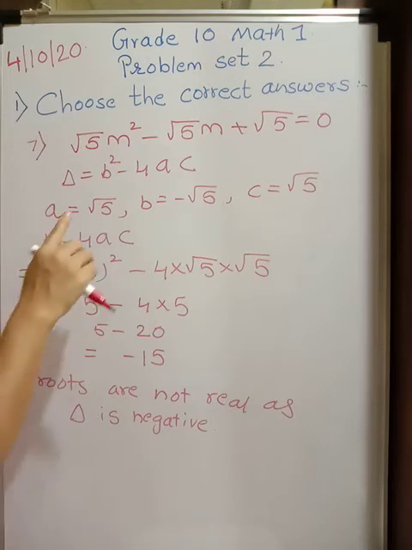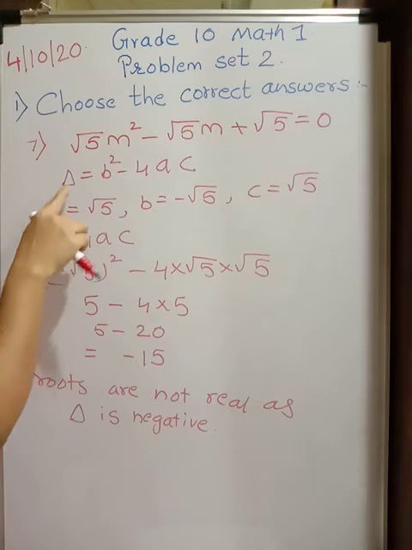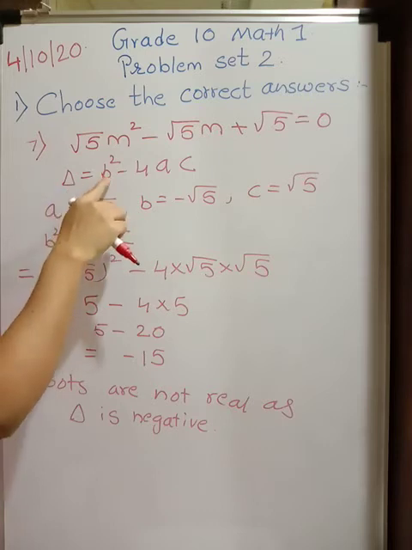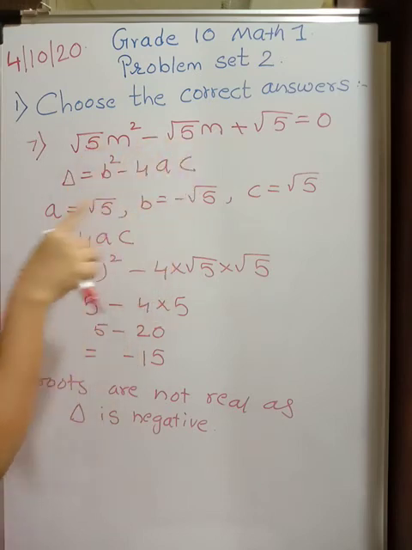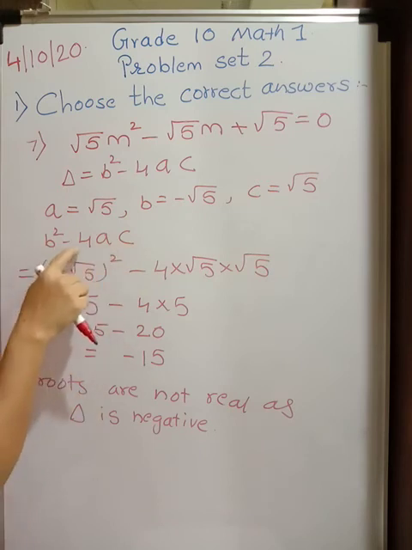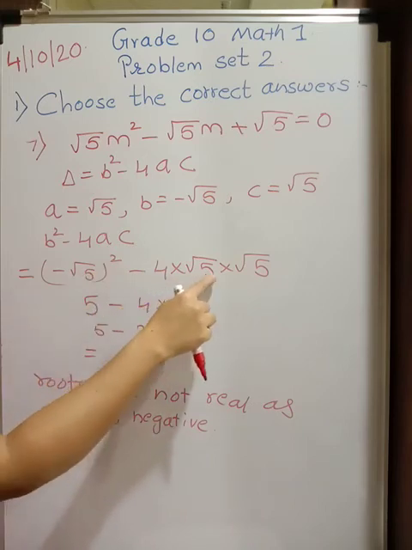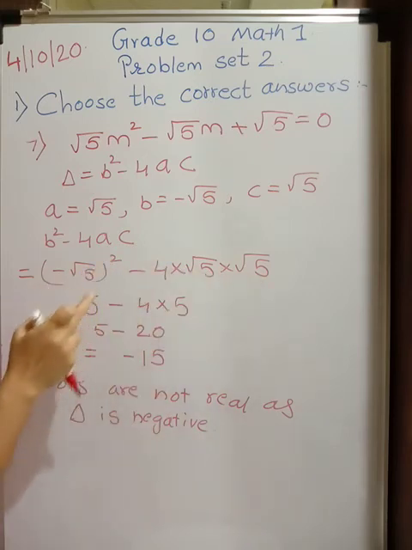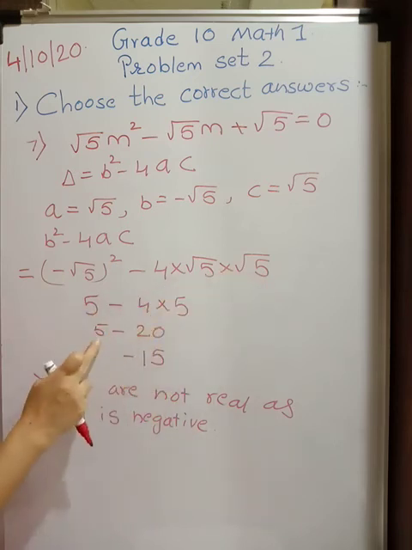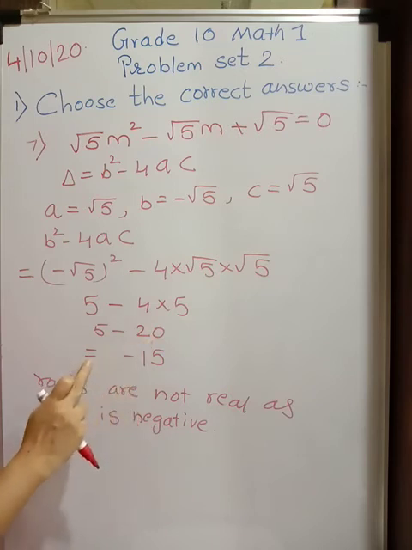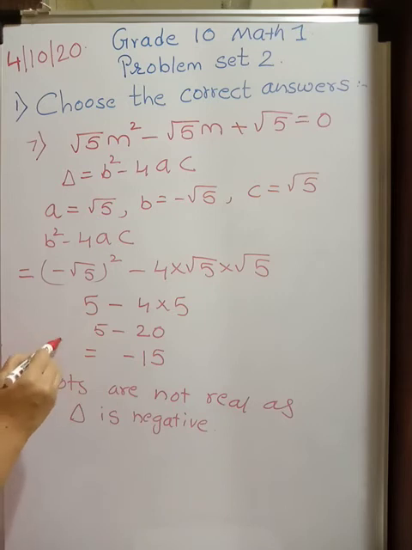In short, you have to find the value of discriminant, which is delta, the triangle, which is b square minus 4ac. Alright. So if you compare this equation with the standard equation, we get the values of a, b, c like this. Substituting into b square minus 4ac, we get minus root 5 the whole square, minus 4 into root 5 into root 5. Now this square will be 5, minus 4 into root 5 into root 5, that is 5. So 5 minus 4 fives are 20, 5 minus 20 you get minus 15. This is the value of discriminant.